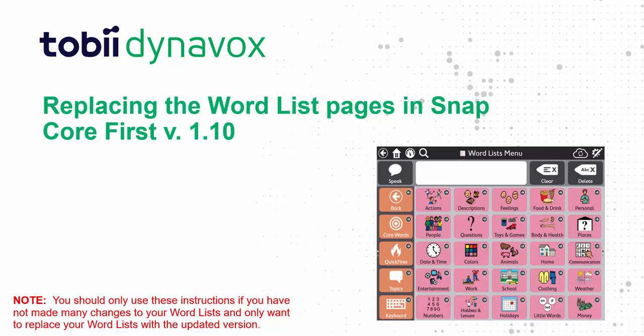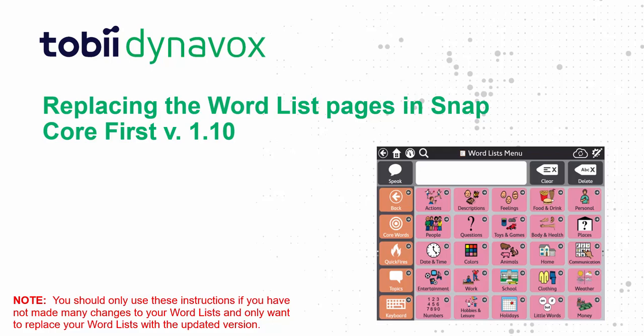Listen up because this is important. You should only use these steps if you only want to replace your word lists with the updated version. If you have made a lot of changes to your word lists and you want to copy and paste your changes into the updated word lists, then you should watch video 4 titled Copy and Paste Customized Word Lists.